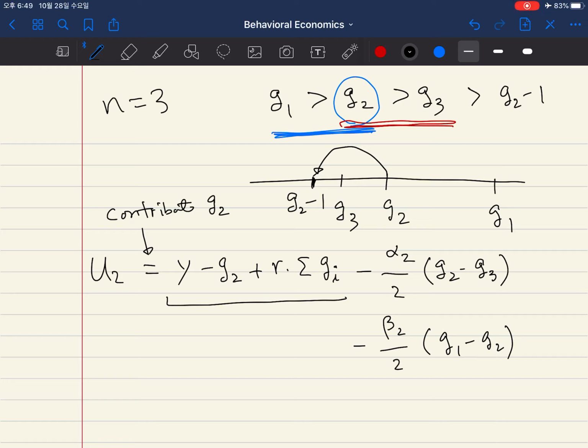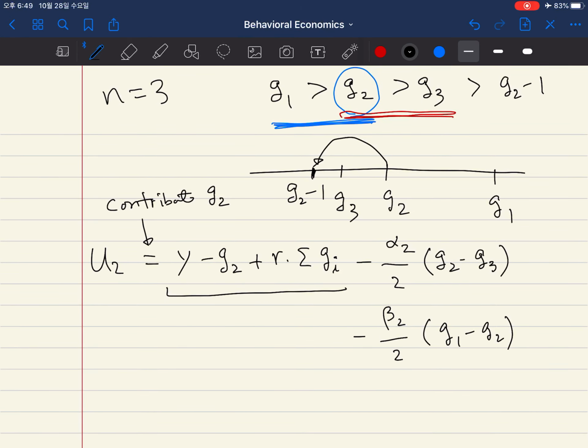So this is what we get. This is the second individual's utility. Now, in this case, what if the second individual reduces his contribution by 1 unit? So here, instead of G2, now the second individual is going to contribute G2 minus 1. So he's going to reduce his contribution to public good by 1 unit. So here we are thinking about moving from G2 to G2 minus 1.